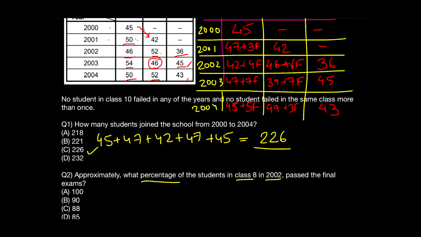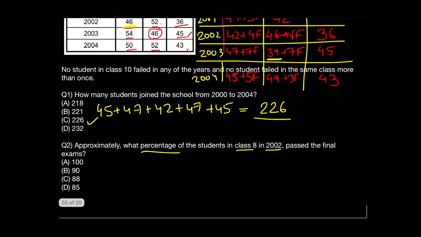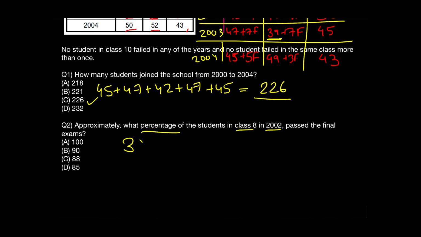So standard 8 2002 data shows me the number that out of 46 students, how many got promoted to next year? 39 students. So 39, just a second, I need some space. 39 divided by the total 46 students into 100 will be the percentage of students passing.